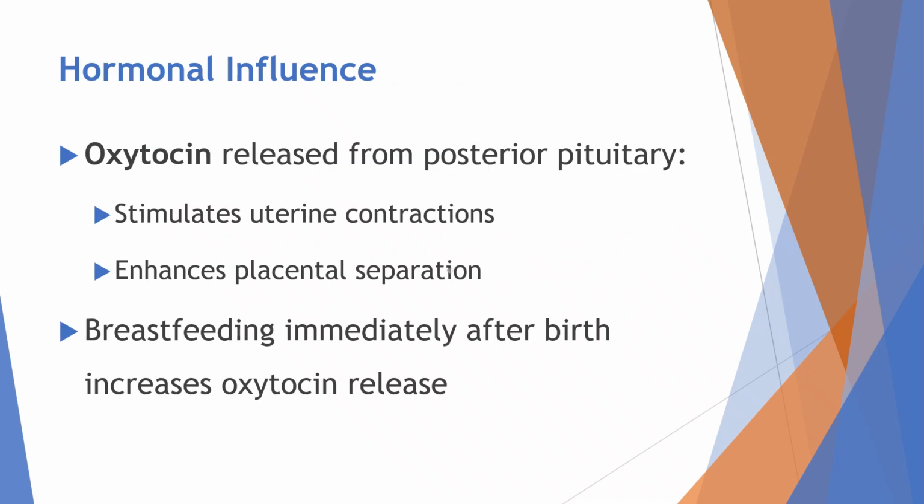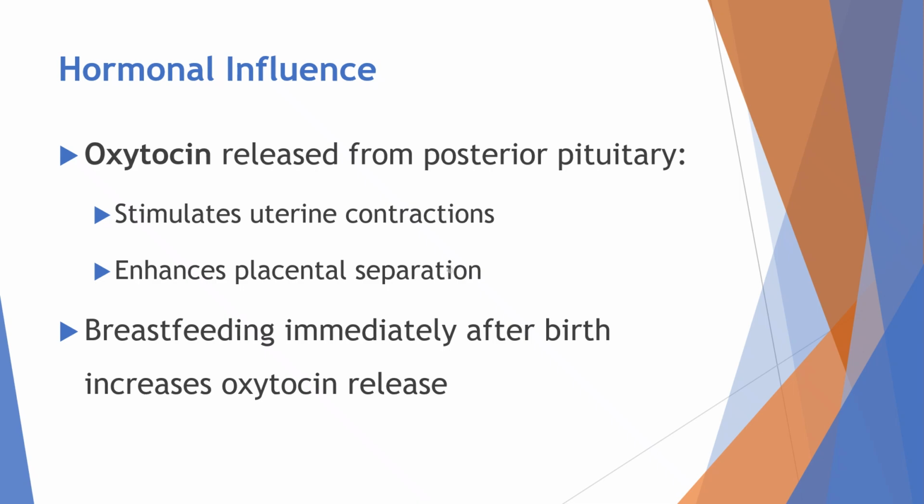Now let us understand the role of hormones in the third stage of labor. One of the most important hormones involved is oxytocin, which is released from the posterior pituitary gland after the baby is born. Oxytocin stimulates strong uterine contractions, and these contractions help the uterus become firm and smaller. This action supports placental separation and also helps in controlling bleeding. Oxytocin also enhances the process of placental separation by increasing the strength and frequency of uterine contractions.